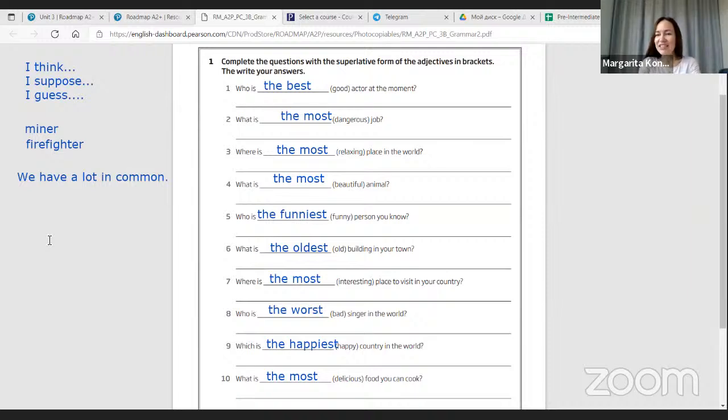Right. Okay, that's great. Alona, what was interesting to know? It was interesting. For example, Alona guesses that the most beautiful animal is the lion. Yeah, right. And the worst singer is Olga Buzova. I agree. I also agree.